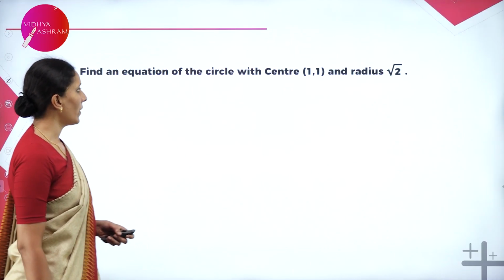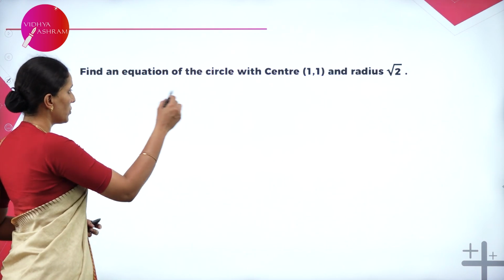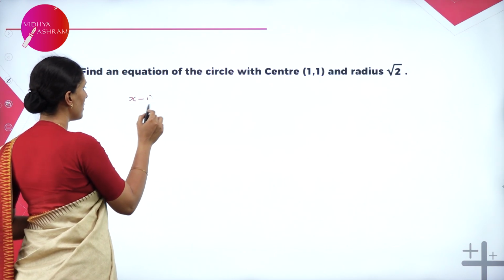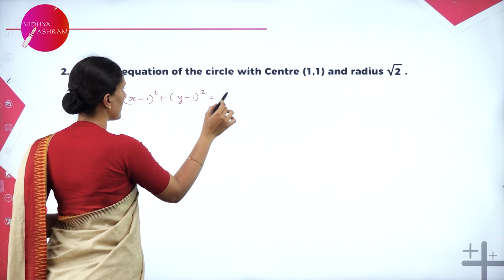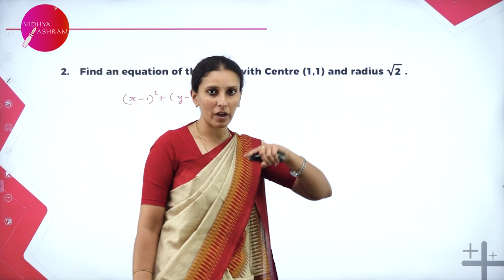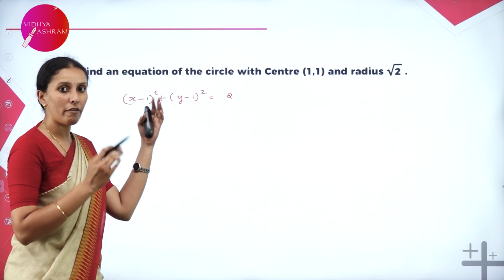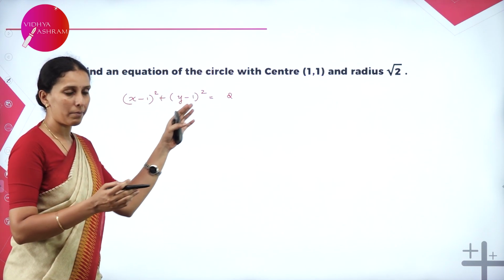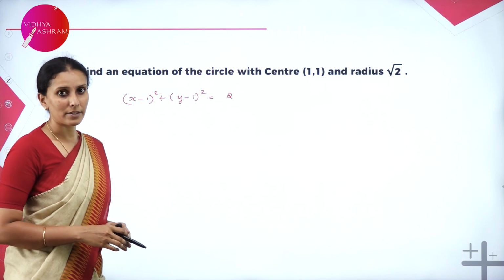Next, find an equation of the circle with center 1, 1 and radius root 2. So then the equation becomes (x minus 1) whole square plus (y minus 1) whole square is equal to 2, because r square is (root 2) whole square, which becomes 2. So if the question is asked only as a 1 mark question or as an MCQ, directly this is the answer. It can also be asked in the expanded form.